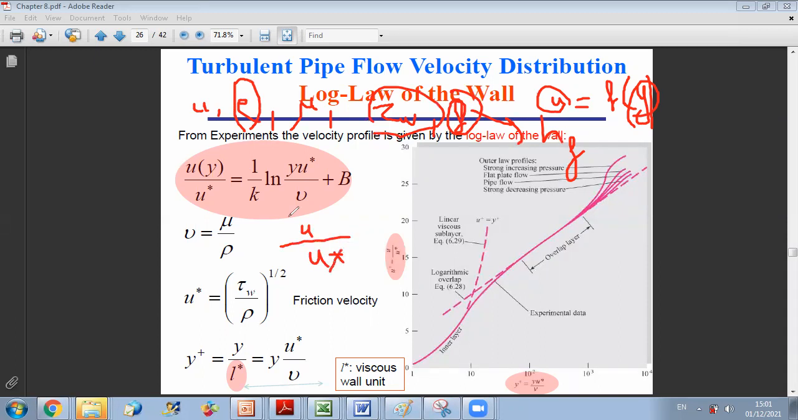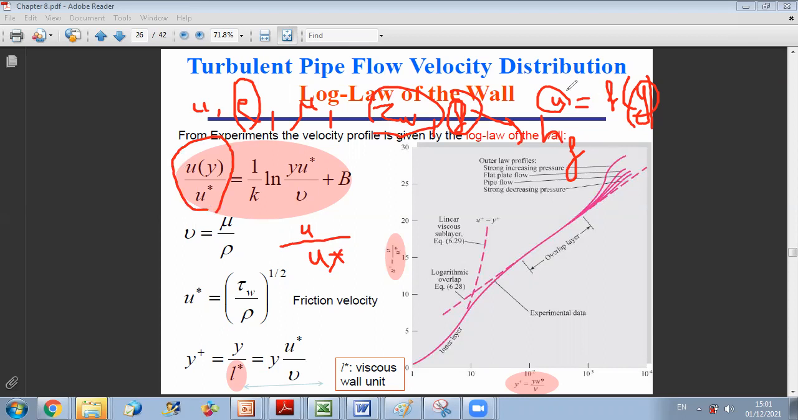So this is your first group. Your first group is u over tau over rho to the power 1/2. You can try to do it using chapter 7, from the pi group analysis or from the inspection method. We found two methods to get a group. You can find that your first group is u over u star.